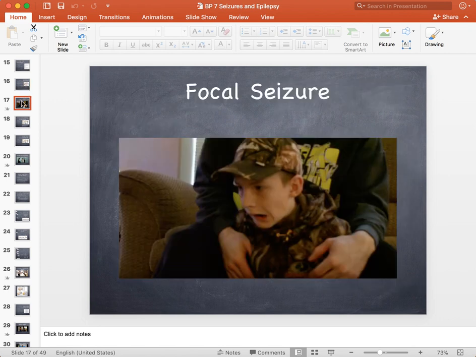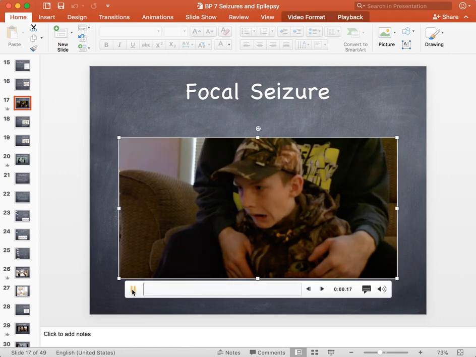So here is a simple focal seizure. It involves motor activity of his left side. He is awake, he's alert, and he's aware. We'll just go ahead and play that right now.